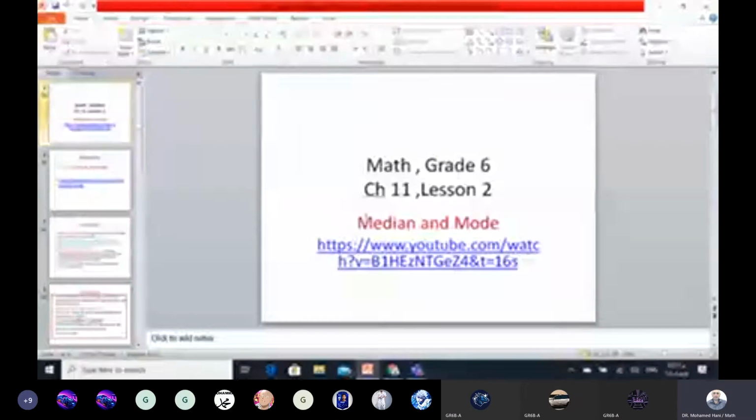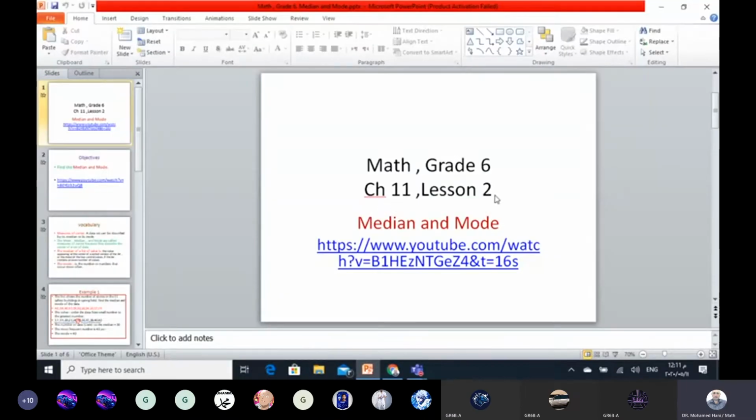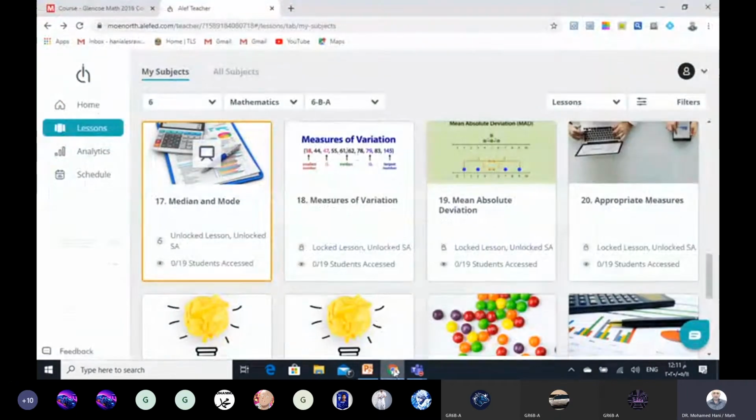Math grade 6. We are in chapter 11, lesson 2. Today we want to learn the median and the mode. The median and the mode. Before we start with our lesson, I want to go to the Alif dashboard.